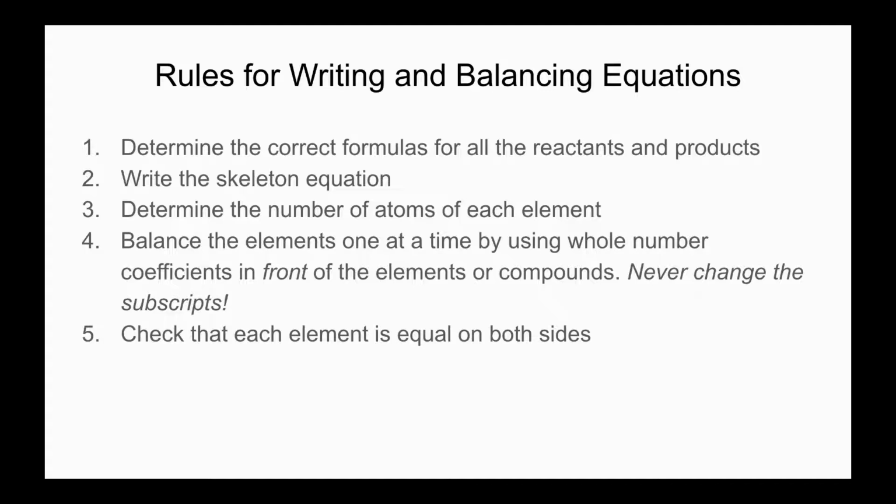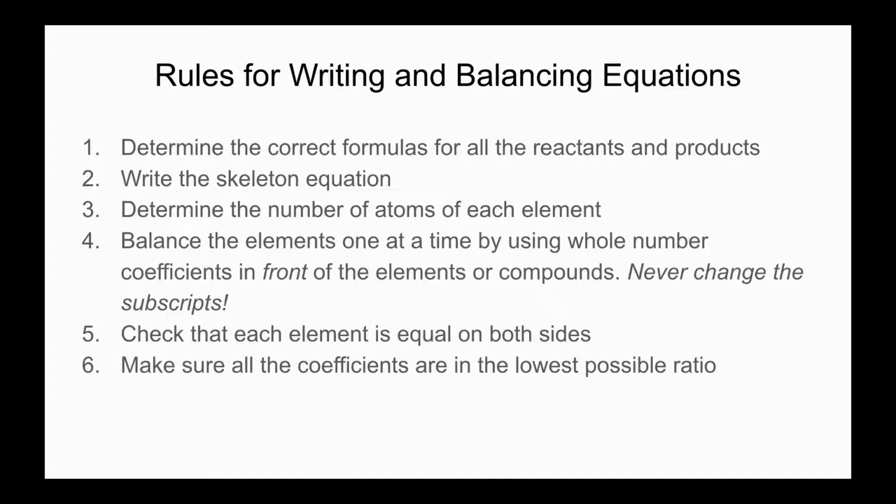Number five, you want to check that each element is equal on both sides. And then number six, we want to make sure all of the coefficients are in the lowest possible ratio. What I mean by step number six is that I like to think of this almost like fractions, right? If you have 2/4 for your fraction, you're not going to leave it as 2/4. You're going to divide both of those numbers by 2 in order to get the lowest possible ratio. So you're going to make that 2/4 into just 1/2.